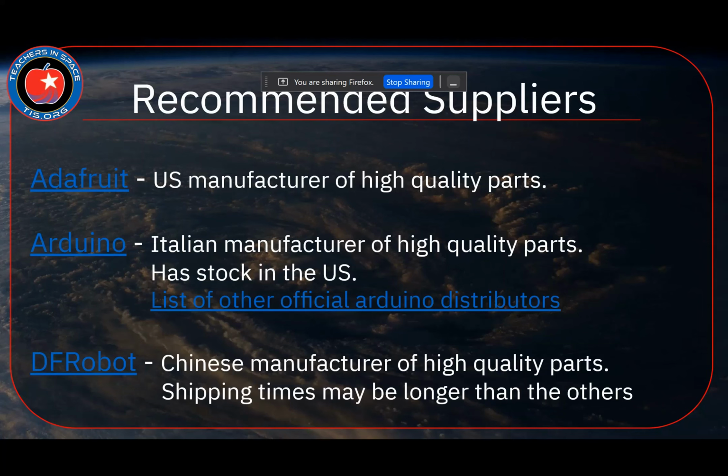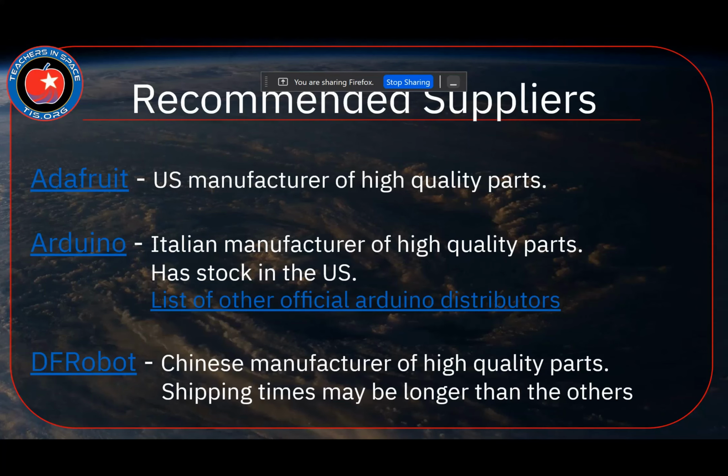If you want to go right to the source, you can go with Arduino. They are an Italian manufacturer, but they have a lot of stock here in the US. So you don't have to worry about really long shipping times if you're buying from them. And then DF Robot is a Chinese manufacturer, but they make high quality parts. That multi-function environmental sensor is one of those examples, and I've worked with those as well, and they're good.